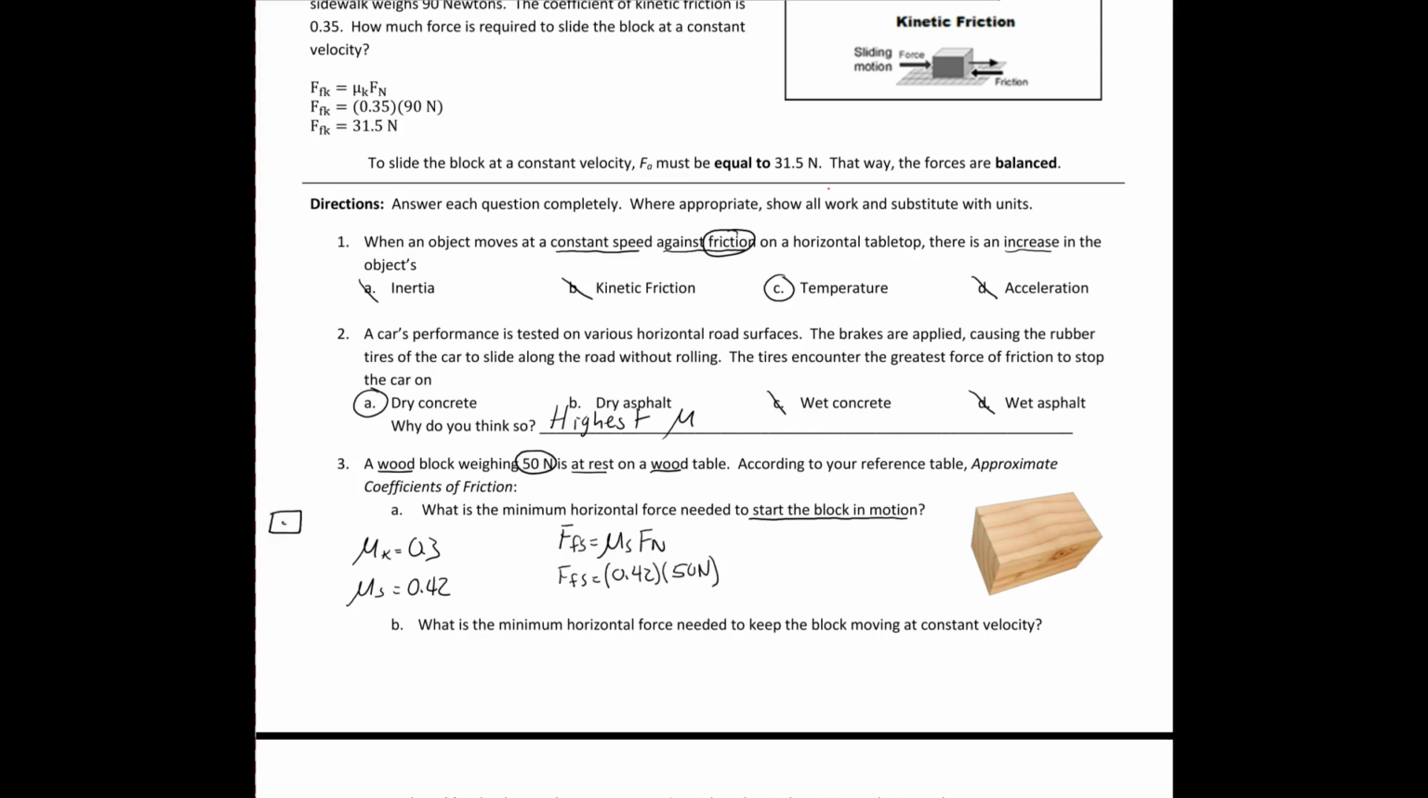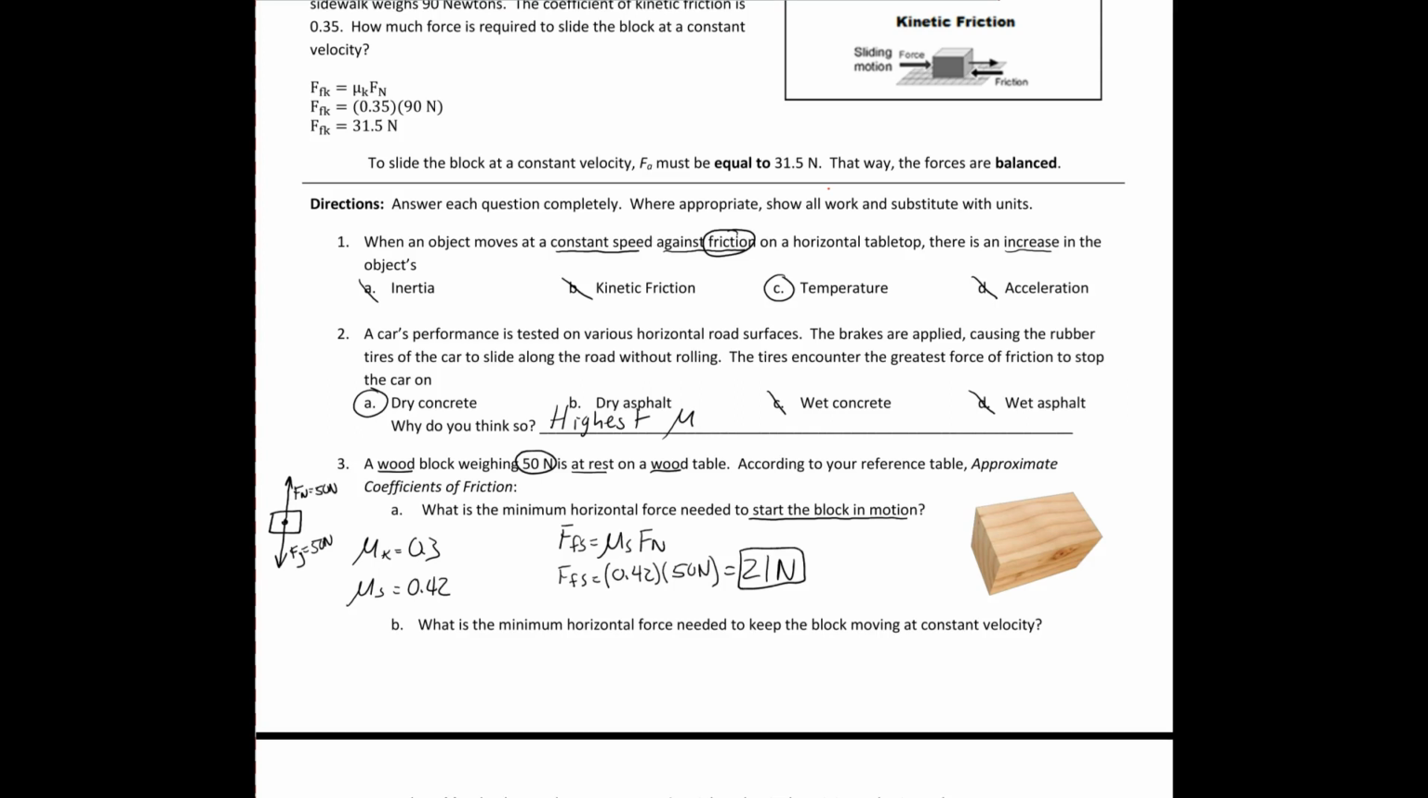How do you know, Mr. Nangle? How do you know? Well, if the Fg is equal to 50 newtons, the normal force is equal to 50 newtons. In this case, they're equal and opposite. So the static friction force is 21 newtons. All right, so it takes 21 newtons of force to start this block moving.